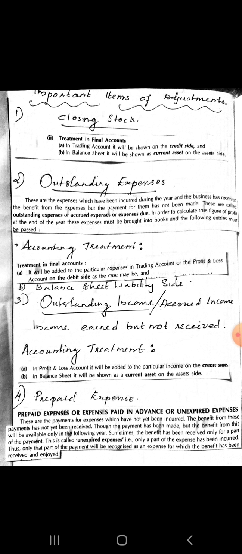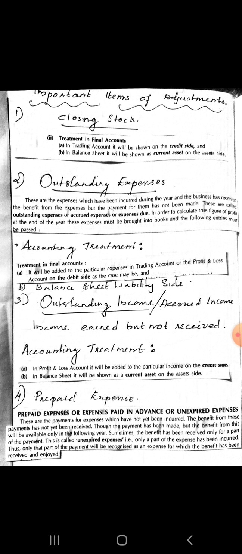Third, outstanding income or accrued income. Income earned but not received. Accounting treatment: in profit and loss account, it will be added to the particular income on the credit side. In balance sheet, it will be shown as a current asset on the asset side.